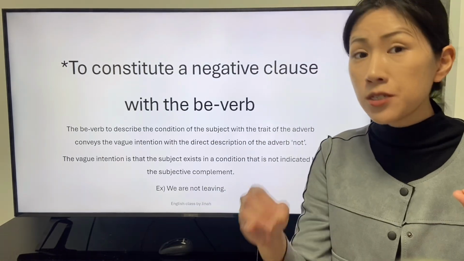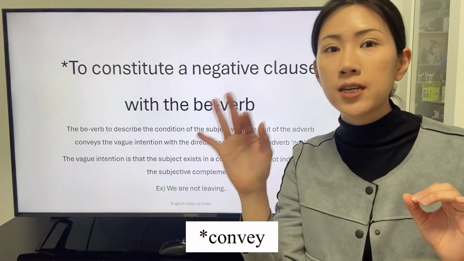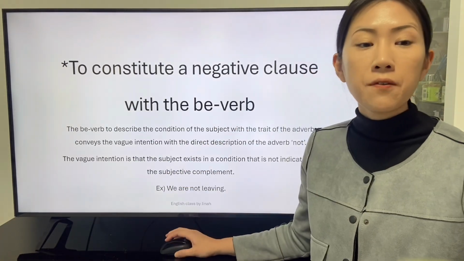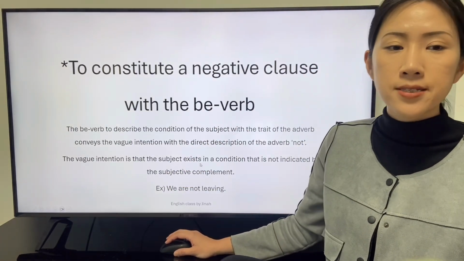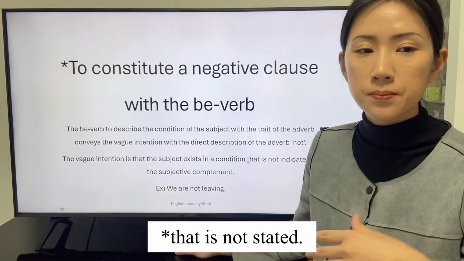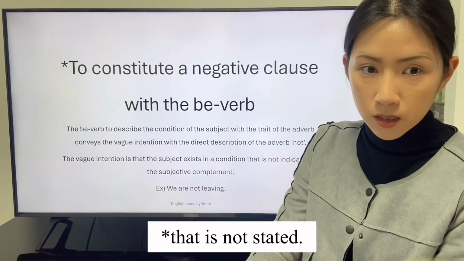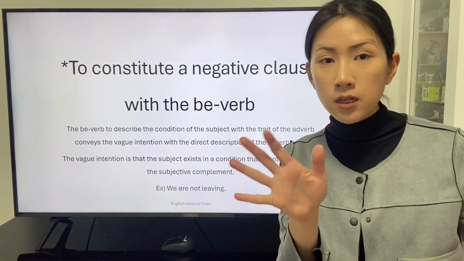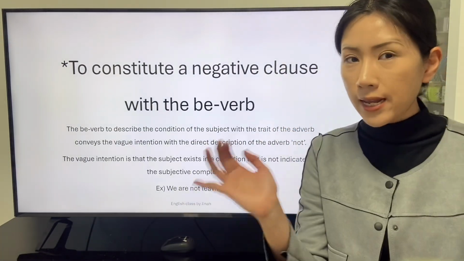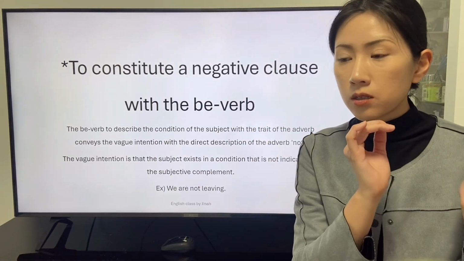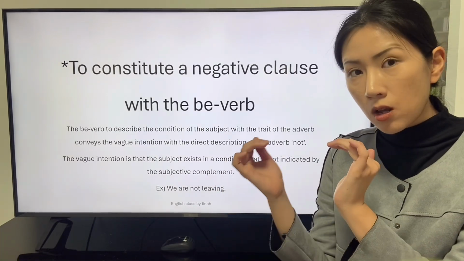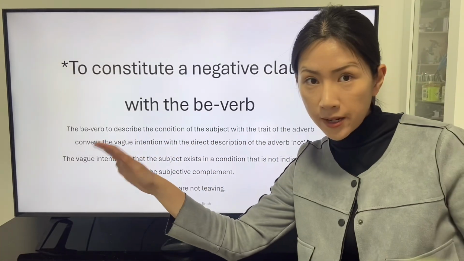The vague intention is that the subject exists in a condition that is not indicated by the subjective complement. The fact that the subject exists is true and cannot be denied, but the adverb not denies the condition described by the subjective complement.